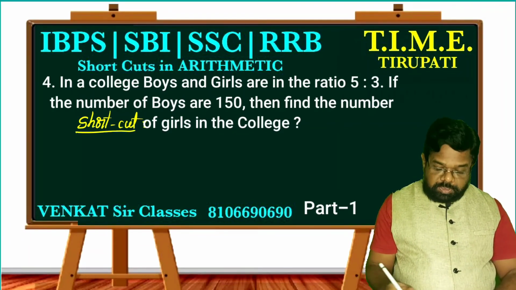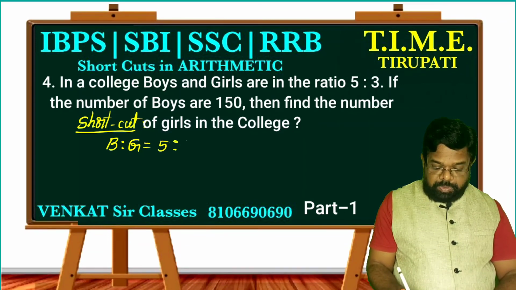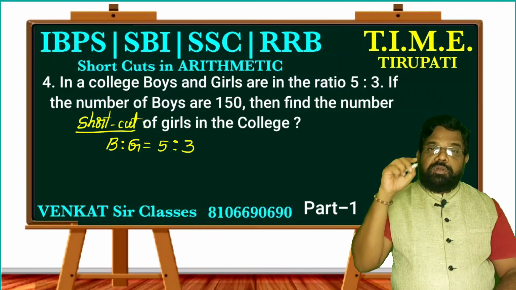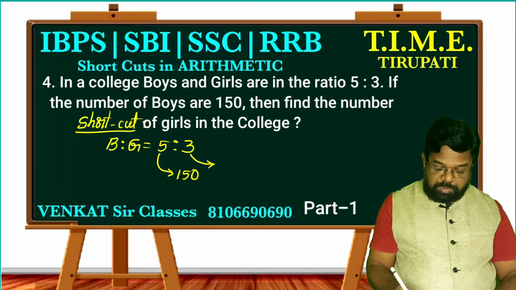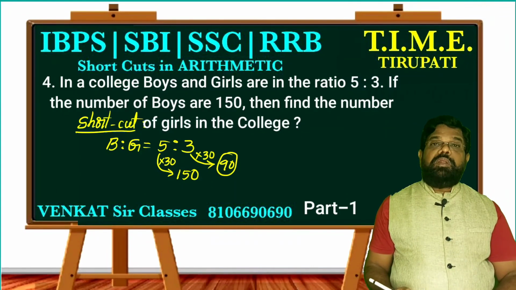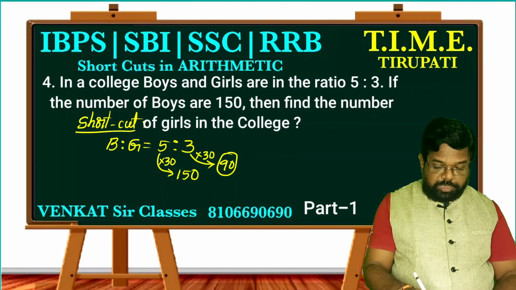In a college, boys and girls are given here, boys is to girls is 5 is to 3. So boys are 5 parts, girls are 3 parts. The number of boys is given as 150, so 5 parts' value is 150. We require the number of girls. So 5 parts become 150 means into 30. 5 into 30. So here into 30 means here also do the same thing, into 30. 3 into 30, how much? 90. So 90 girls are there. Clear? Now we will go for the next question.